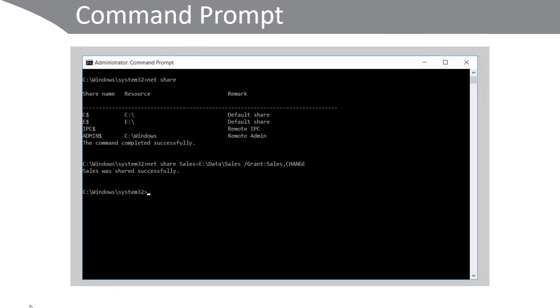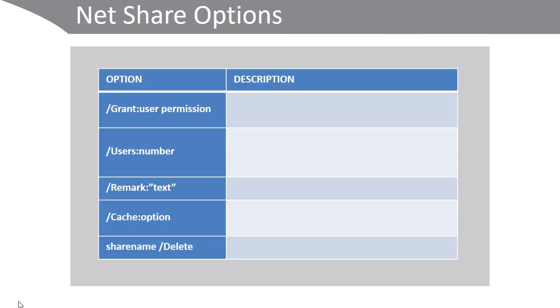From the command prompt, you can use the net share command. If you type it by itself, net share, it displays the existing shared folders. If you type net share and then a share name, and then a path and permissions, as shown in the graphic here, you can share a new folder. When you use net share, you have the following options on the command line.